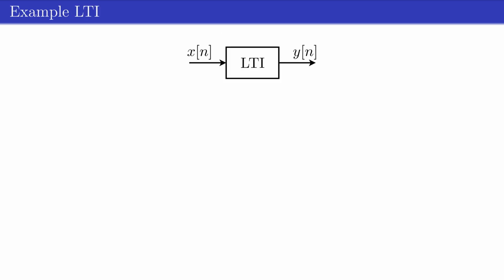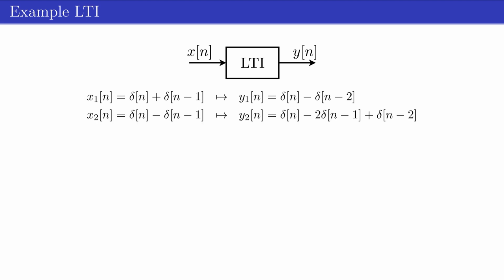In the following example, we will show how the LTI property can be used to find the impulse response of such a system when responses to different input signals are known. Assume the response of the LTI system to the input sequence x1[n] is y1[n], and the response to input sequence x2[n] is y2[n], as given in the equations. The question is to find the impulse response h[n] of this LTI system.